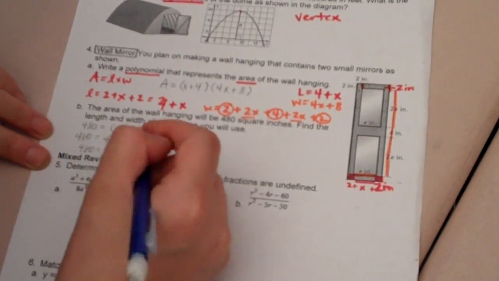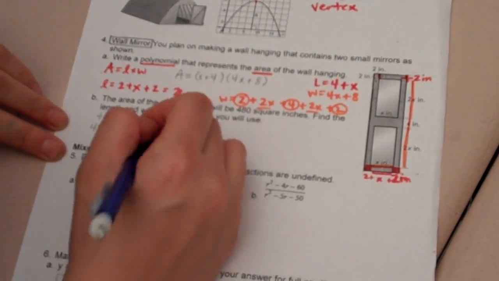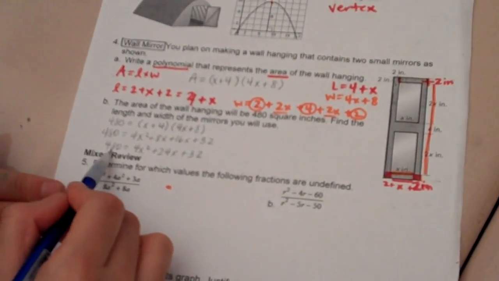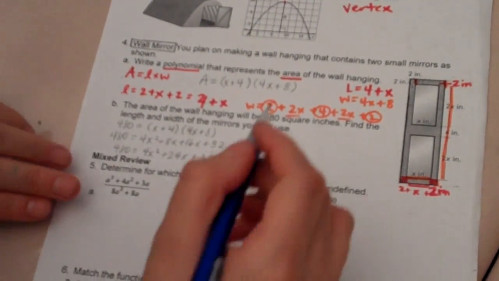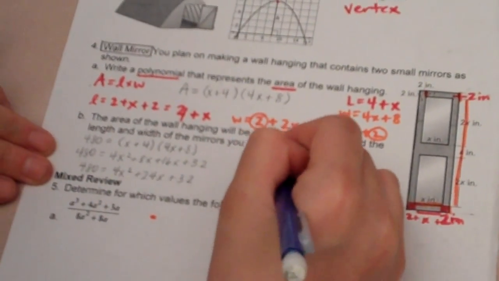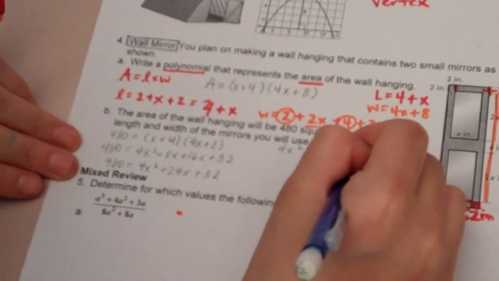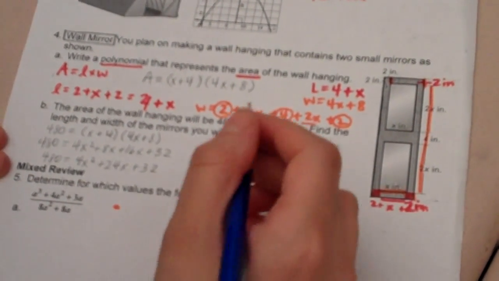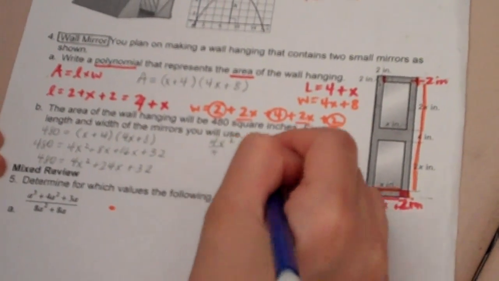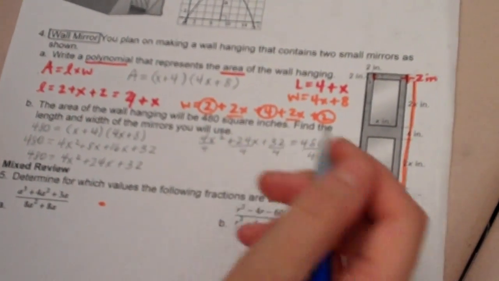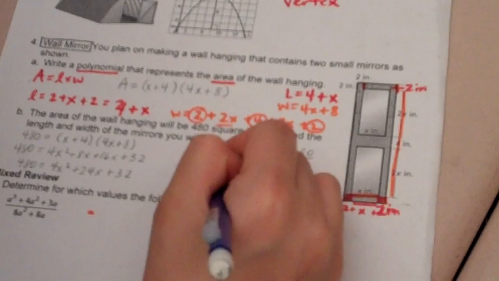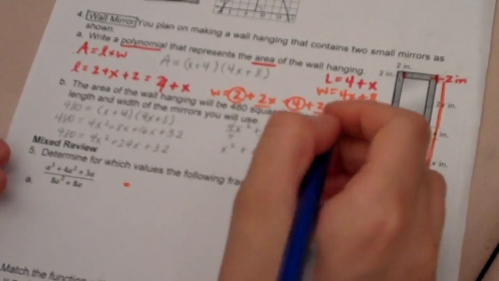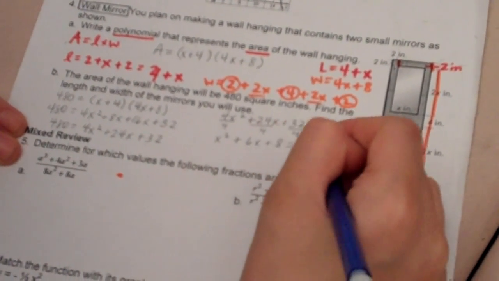Combine like terms. 8x plus 16x equals 24x plus 32. And I have this 480. I have to solve this quadratic equation. 4x squared plus 24x plus 32 equals 480. Well, I'm going to simplify this polynomial by dividing by 4. I'm reducing it. So now I have x squared plus 6x plus 8 equals 480 divided by 4, 120.